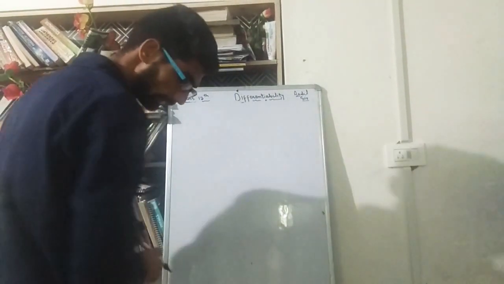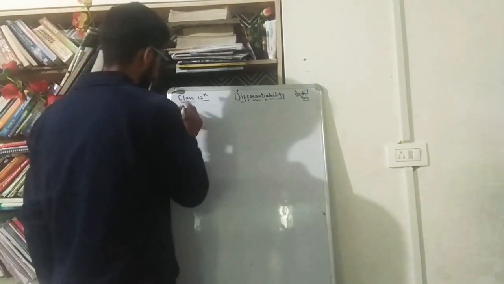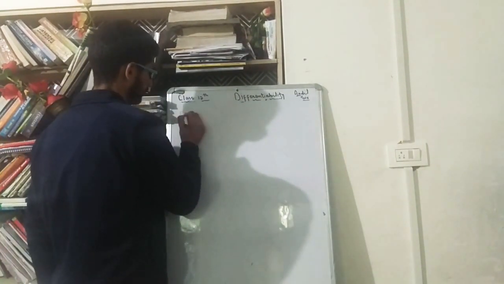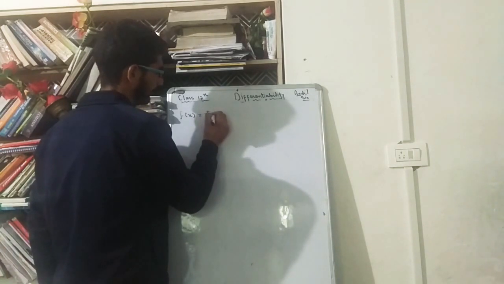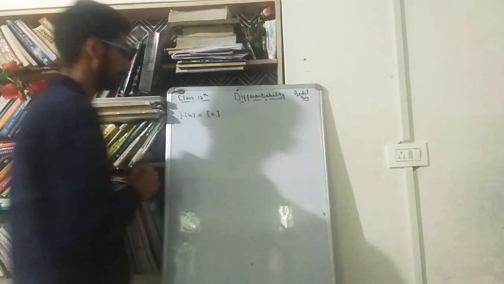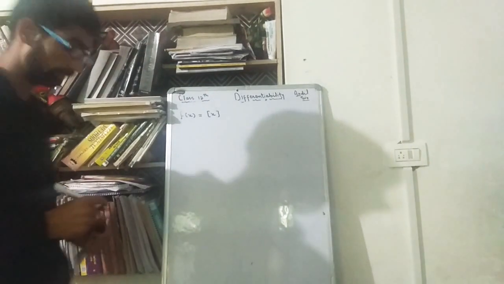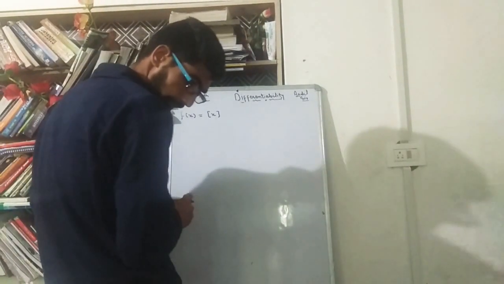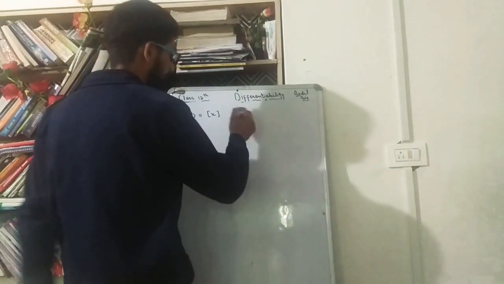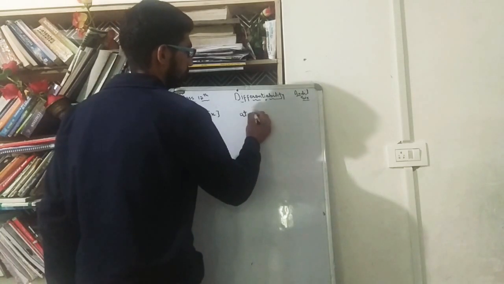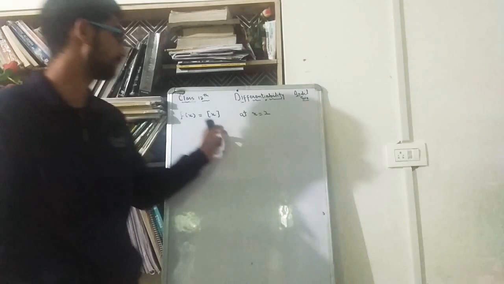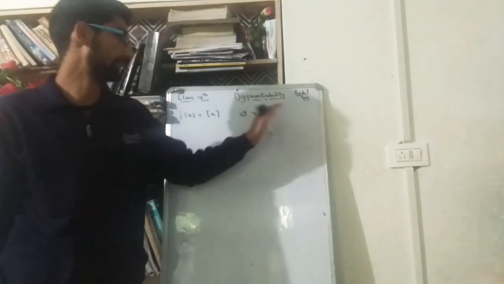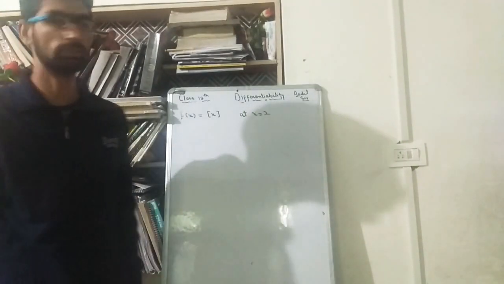Write down the second example, that is f of x equals greatest integer of x, and we have to check whether this function is differentiable at x is equal to 2 or not. We have a function f of x as this; is this function differentiable at x is equal to 2 or not?